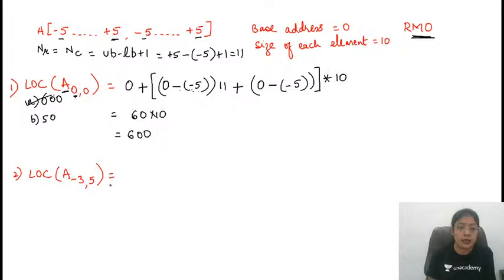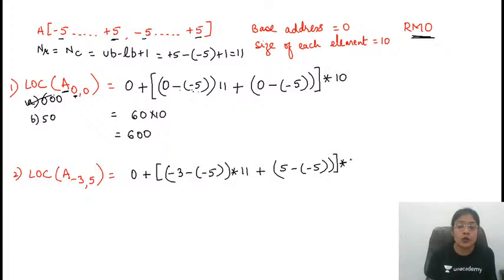$320. Yes, that's correct. So base address is 0. Required row number is minus 3. How many rows we need to skip? Depends on the starting row number, into number of elements in each row, plus required column number is 5, starting column number is minus 5, into size of each element. This comes out to be minus 3 plus 5 is 2, 2 into 5 is 10, plus 10 is 20... 32 into 10. That comes out to be 320.